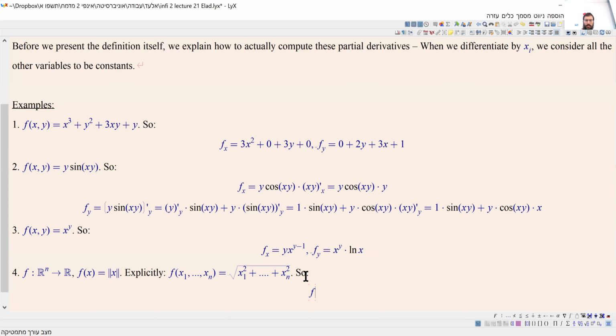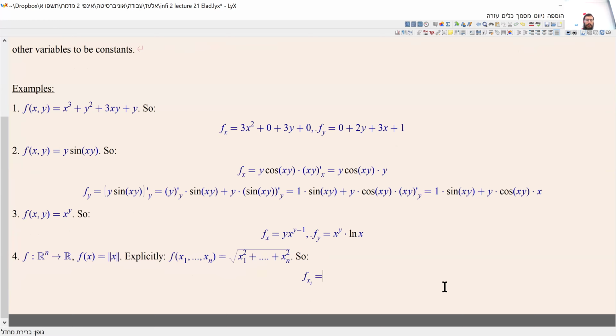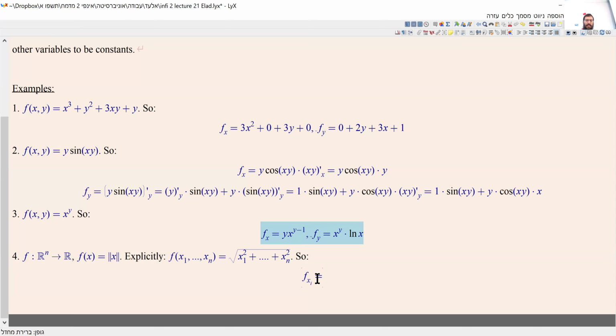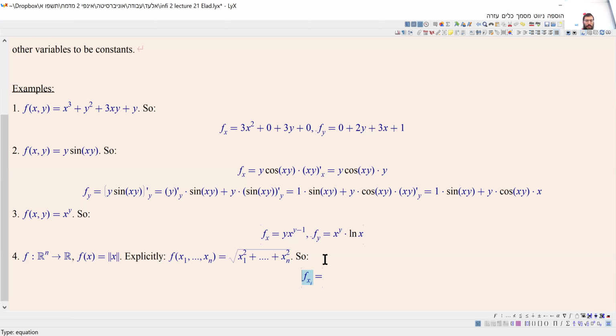So if I want to find the derivative of f by some xi, even though at first look it looks complicated, on the second look it's actually even easier or shorter than the first examples, because it's the same for every xi. Don't have to calculate differently.